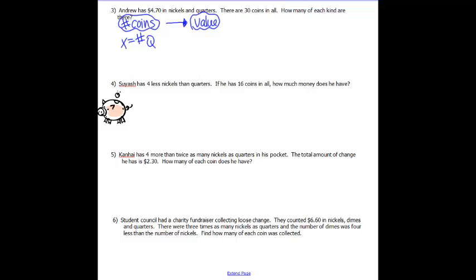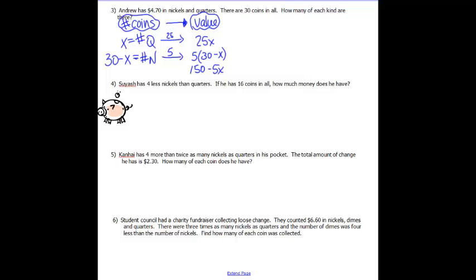So what am I doing? I'm subtracting the number of quarters from the total to give me the number of nickels. So my value of quarters then is going to be 25 times that, or 25x. My value of nickels is going to be 5 times that entire expression, which is 5 times the quantity 30 minus x, which is 150 minus 5x.